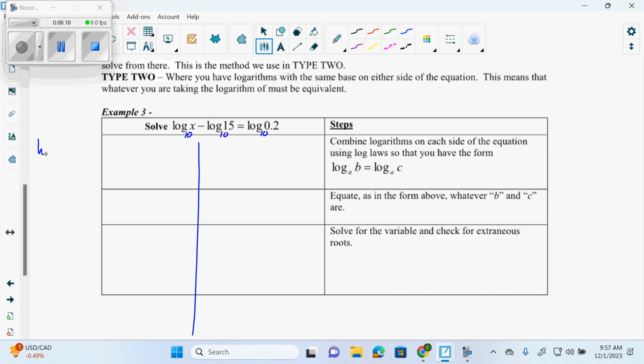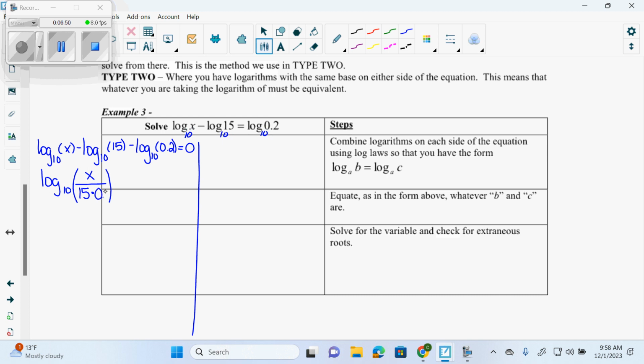So I would get log base 10 of x minus log base 10 of 15 minus log base 10 of 0.2 equals what? 0. Then I can put them all together, right? So I get log base 10 of x all over 15 times 0.2.